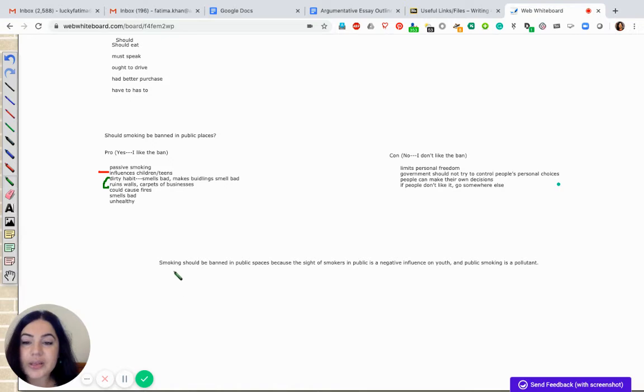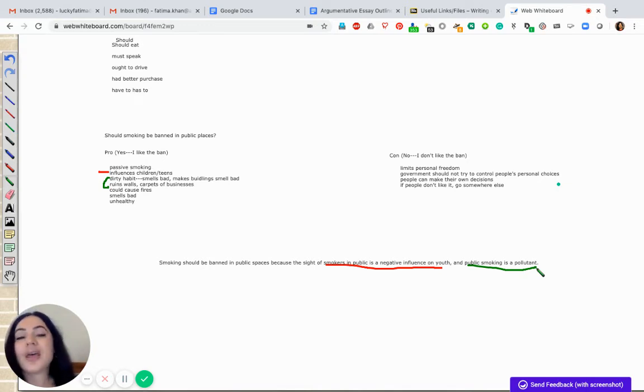So this is the thesis statement that I've come up with. Smoking should be banned in public spaces because the sight of smokers in public is a negative influence on youth, and public smoking is a pollutant, meaning it's dirty here. So you can see here the influence is here. That's going to be body paragraph 1. And then you can see this idea about it's dirty. I'm using the word pollutant to mean dirty here.